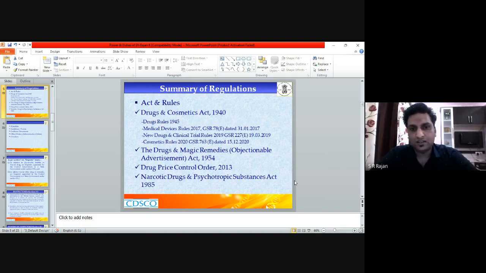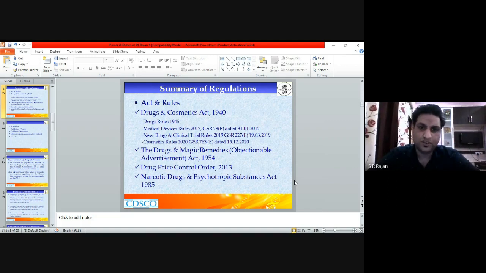It is the drug act to regulate the import, manufacturing, distribution and sale of the drugs. Under this act, the central government framed the New Drug Rules 1945, and recently Medical Device Rules were framed by the central government. Further, the New Drugs and Clinical Trial Rules 2019 were also constituted.